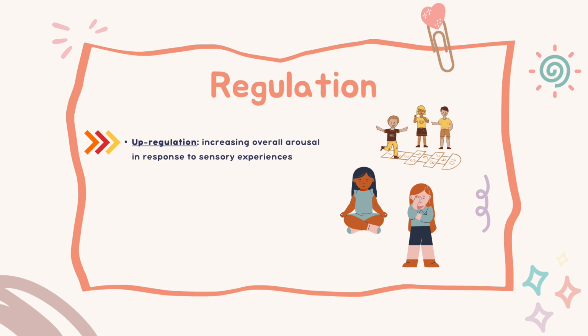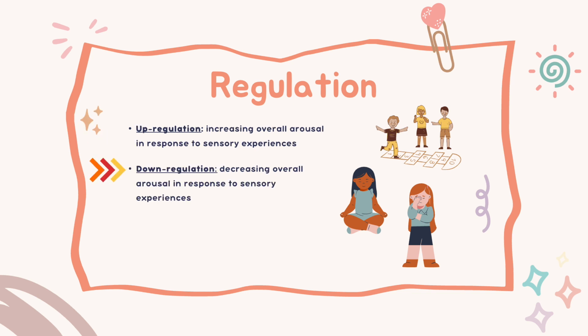Upregulation involves increasing the overall arousal in response to different sensory experiences. Students who are upregulating might be more high energy or have heightened reactions to activities. Activities that are appropriate for these students are things like dancing and eating sour candy, which are both upregulating. On the flip side of that, down-regulation is going to be decreasing their overall arousal. They might be low energy or have decreased reactivity. Some down-regulating things would be deep breathing and listening to calming music.